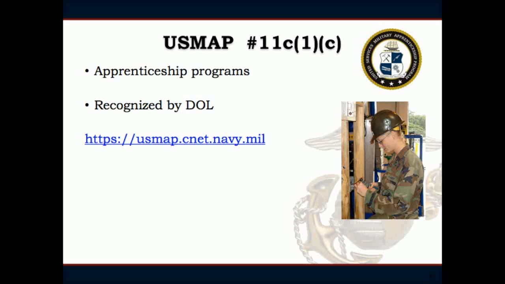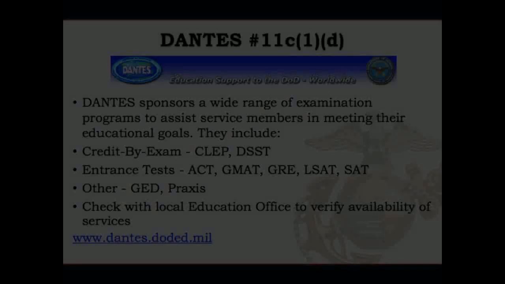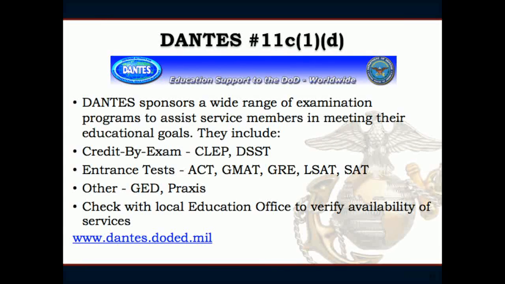Participation in the USMAP does not require you to make any off-duty investment of hours. The apprenticeship program is a structured, formal training program. To apply, you need to send an application to USMAP. Once your application has been processed, you will receive instructional materials on how to record your hours toward completion of the program. DANTES has traditional and non-traditional education opportunities, and you can see a few examples of these on the slide.